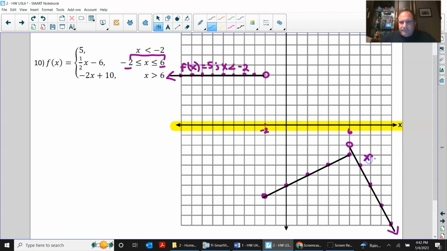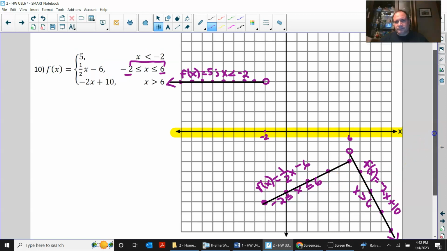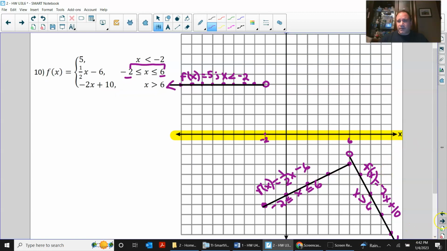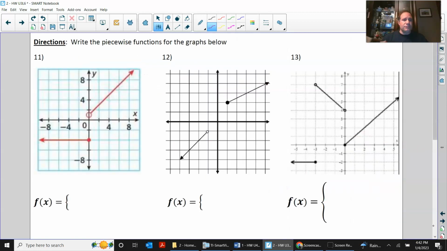And then put f of x equals -2x plus 10. That y-intercept would be 10. And then it has to be x is greater than 6. And then this one here is f of x equals 1/2 x minus 6. And the compound inequality is x is greater than or equal to -2, and x is less than or equal to 6. And that's it. It's time consuming, but you do one at a time. Take your time, use your calculator.